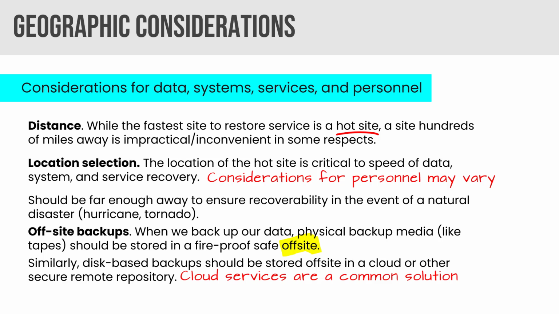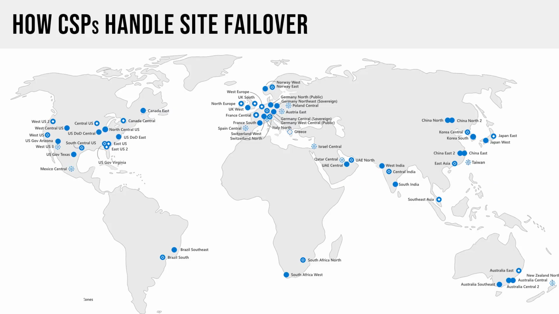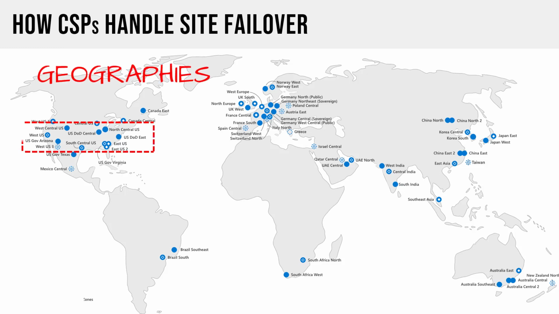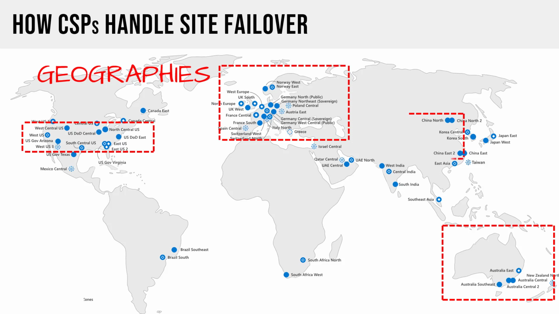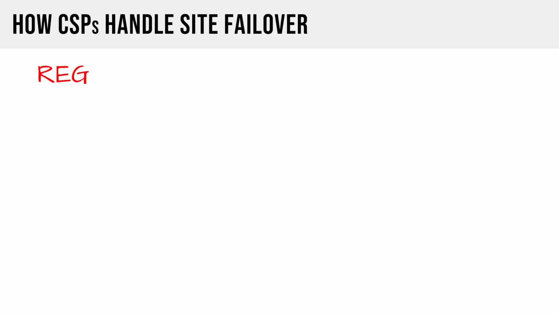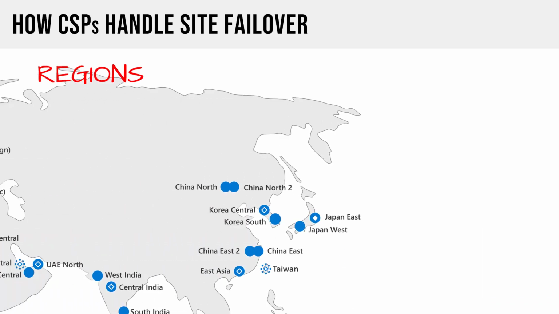That being said, let's talk about how cloud service providers handle site failover. And I'm going to talk generically here in the context of large providers like Microsoft, Amazon, and Google. So we have geographies, and a geography represents a discrete market, typically containing two or more regions that preserves data residency and compliance boundaries. But you'll see the largest providers have geographies all around the world. And then within those geographies, they have regions.